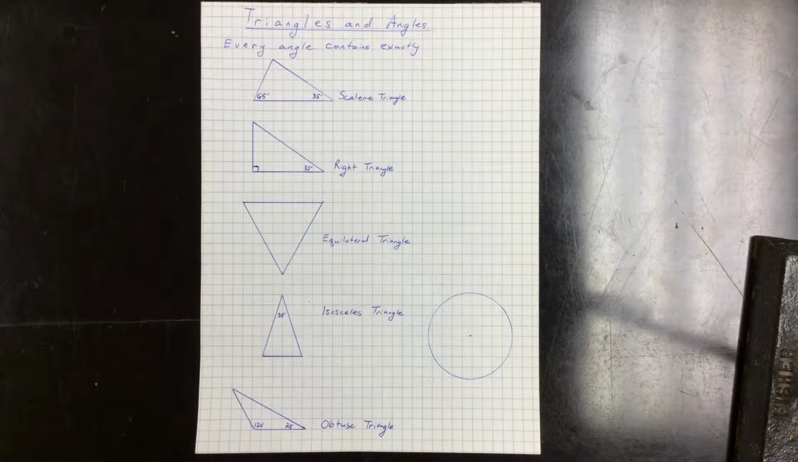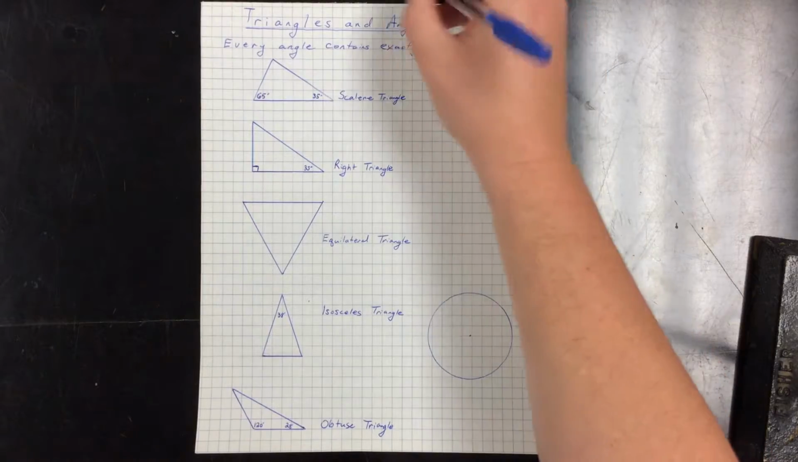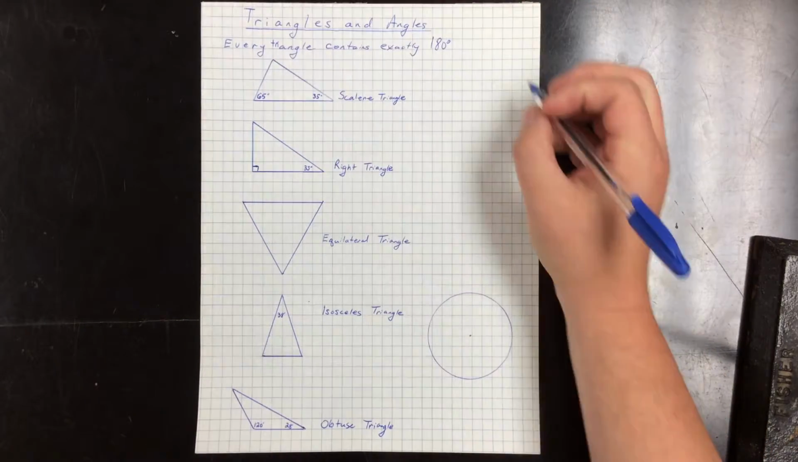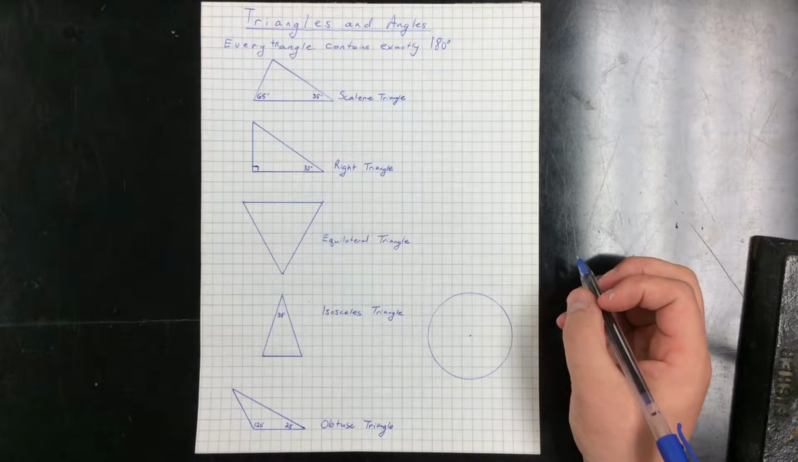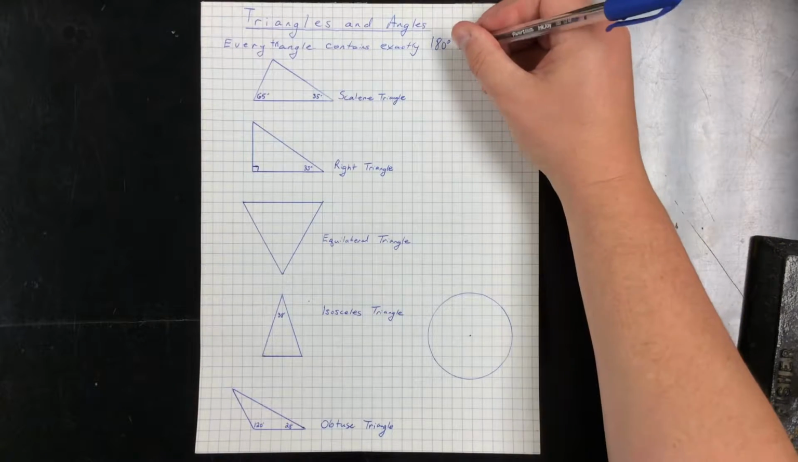Today we're going to talk about triangles and angles. First thing we need to know is that every triangle contains exactly 180 degrees. So if it has three sides that are connected, it has 180 degrees contained within.